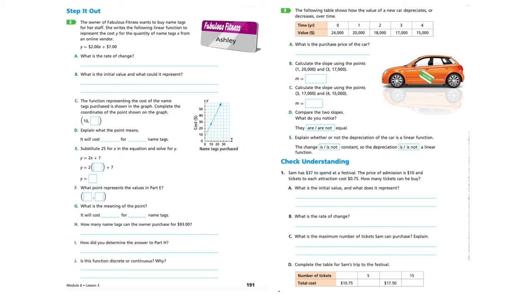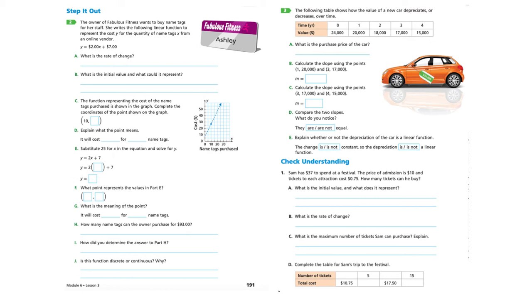I, how did you determine the answer to part H? And then J, is this function discrete or continuous? So would it be better represented by a line covering every single point, or would you do separate points for each ordered pair? You wouldn't have any in-between points. So you want to answer that. So go ahead and pause there and work on number 2. Then we can go ahead and look at number 3.